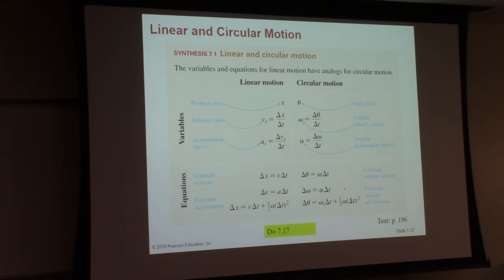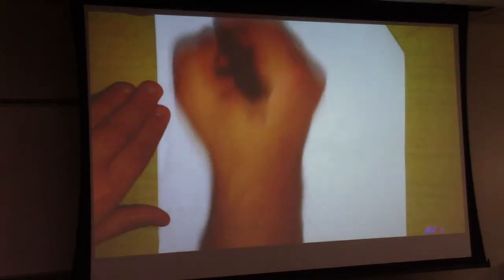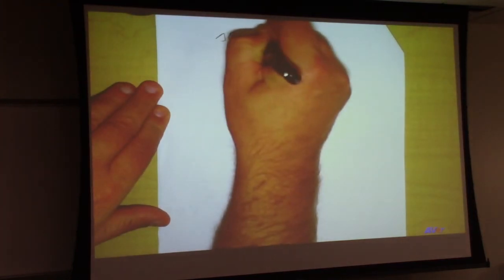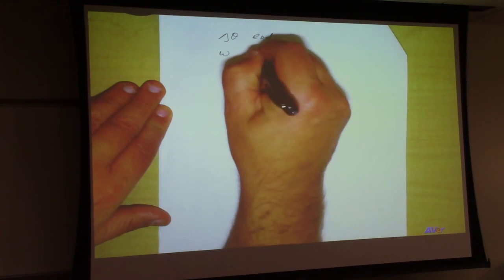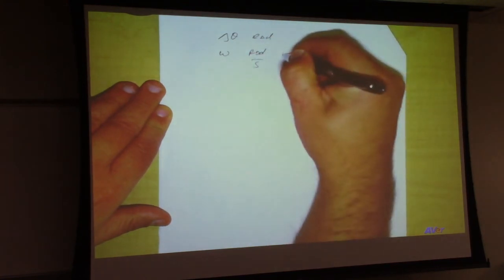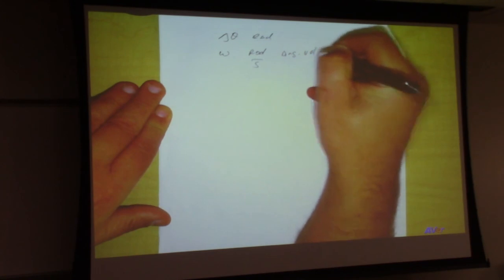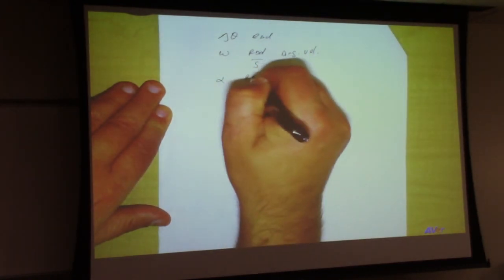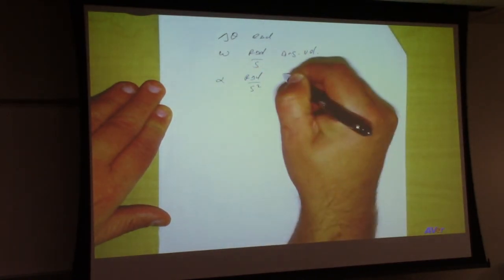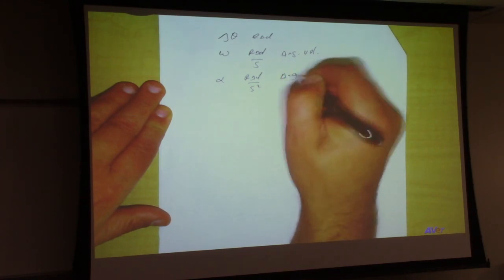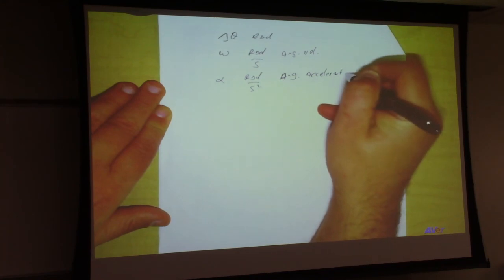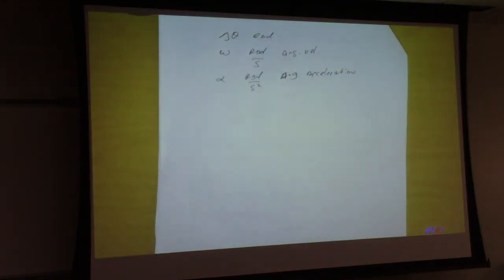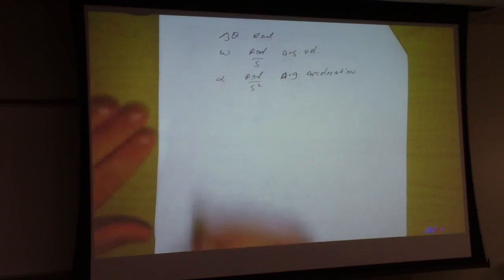Yeah, let's build a little page here. So instead of delta x, we have delta theta, that's in radians. We have angular velocity, omega, in radians per second, and angular acceleration, alpha, in radians per second squared. And then we have all the rotational kinematics equations.